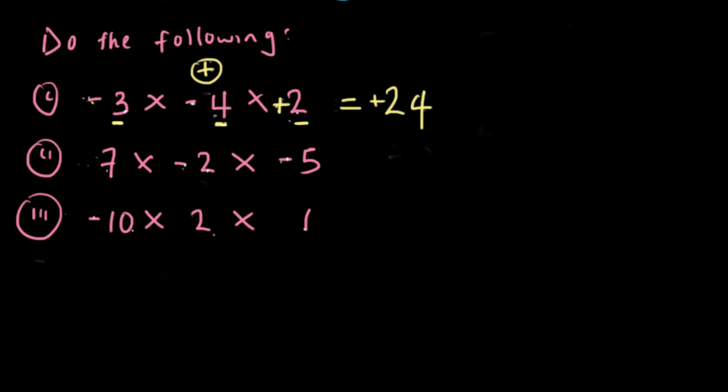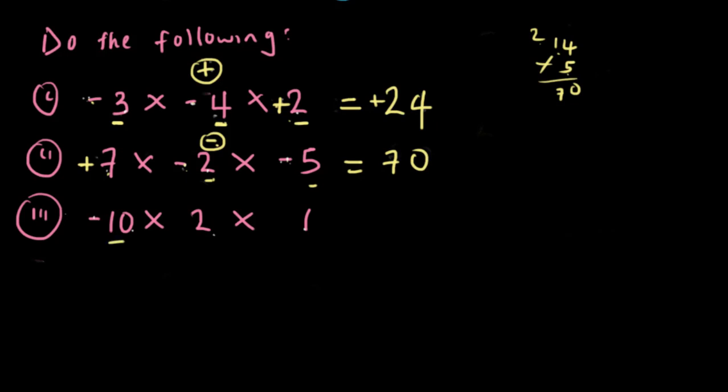Now let's do the next question. Note the signs first. Sign of 7 is plus. Sign of 2 is minus. Sign of 5 is minus. Multiply the signs. Plus times minus will give us minus. Then minus times minus is plus. 7 times 2 is 14. 14 times 5. 5 times 4 is 20. 0 carry 2. 5 times 1 is 5 plus 2 is 7. So I have plus 70. Do you understand?